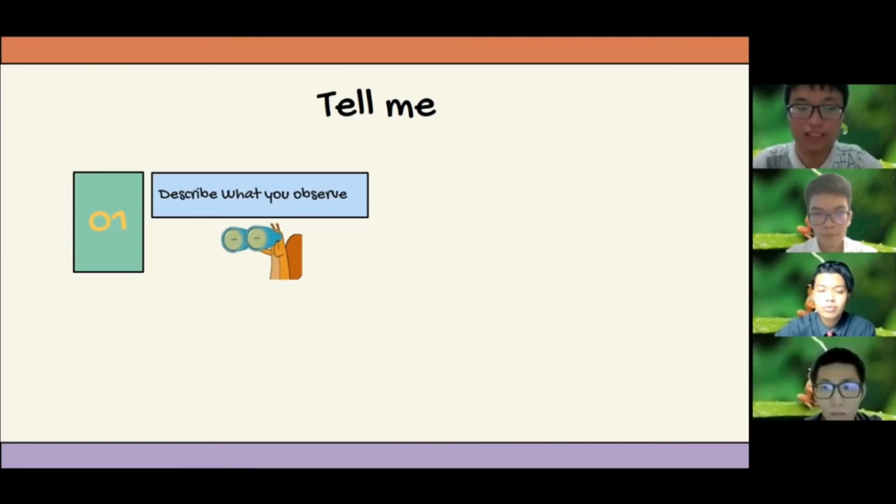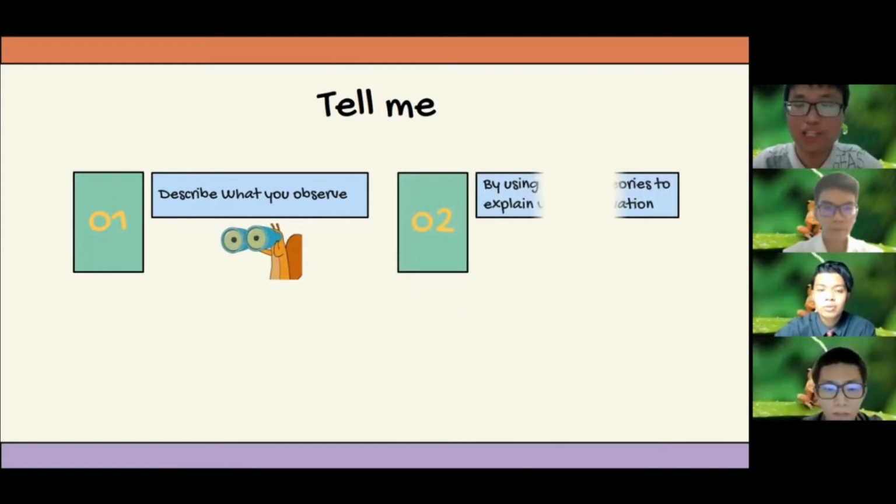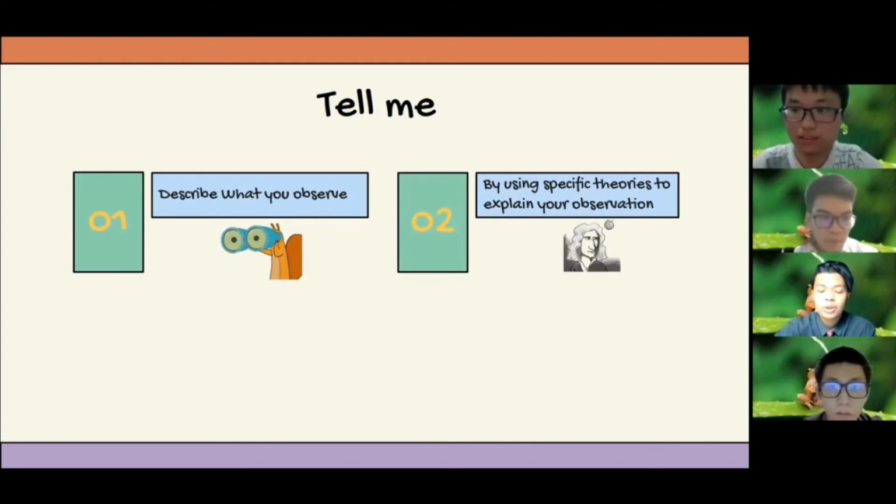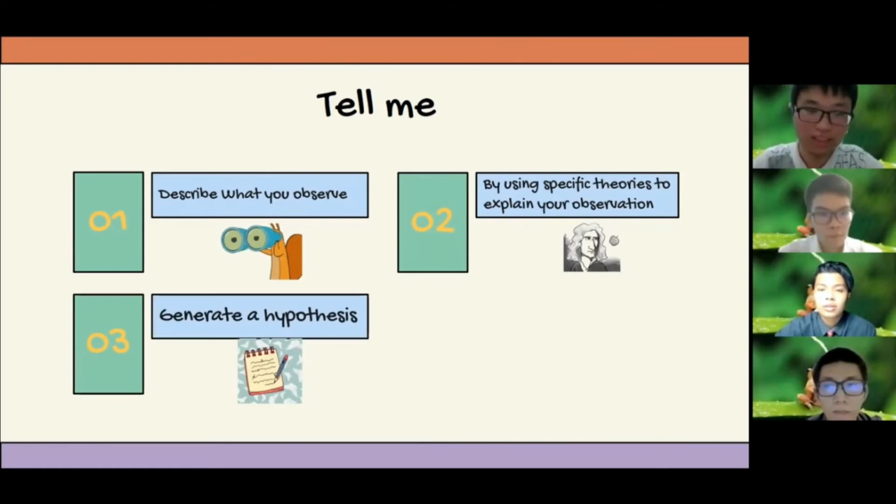Thanks for answering, Haika. Can you explain your observations by using a specific theory? Sure, teacher. It is due to the effect of inertia. Well done. Let us move into the next stage. Student Jiaming, can you generate a hypothesis based on Haika's observation and explanation? Yes, teacher. I think the larger the mass of an object, the larger the inertia of the object.